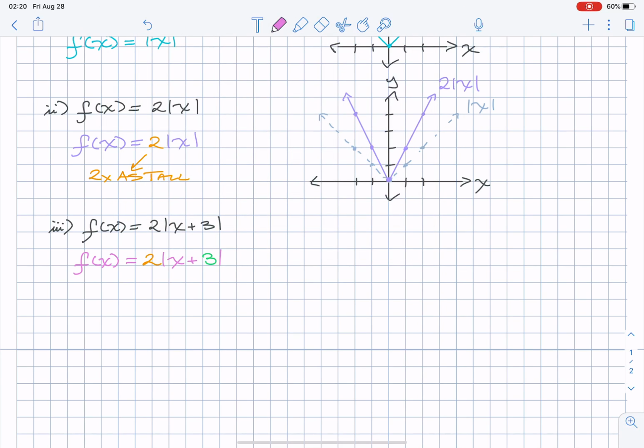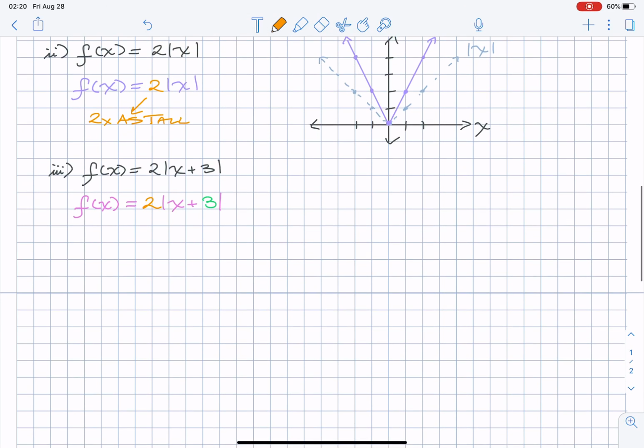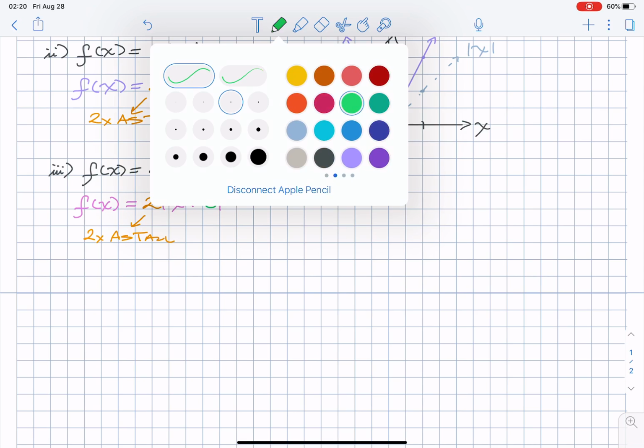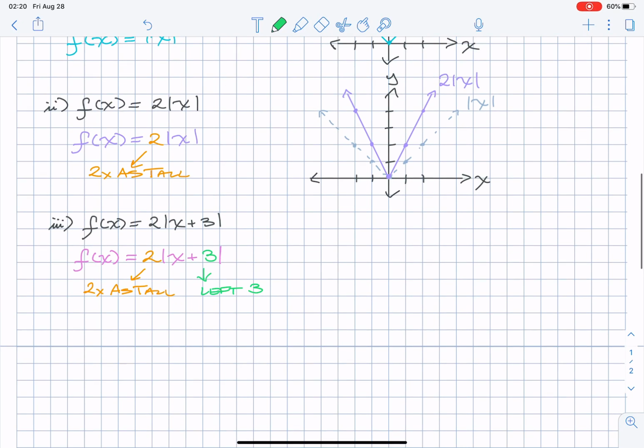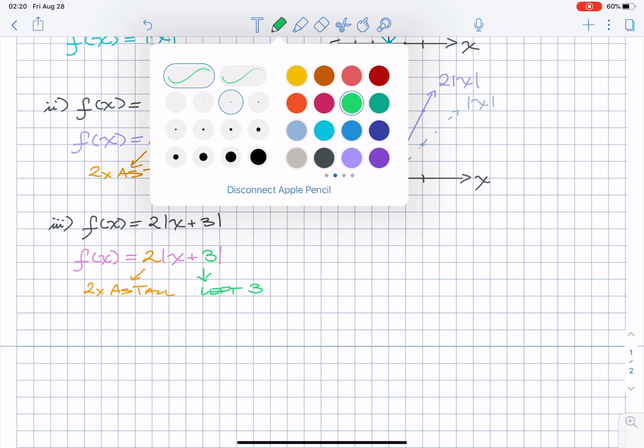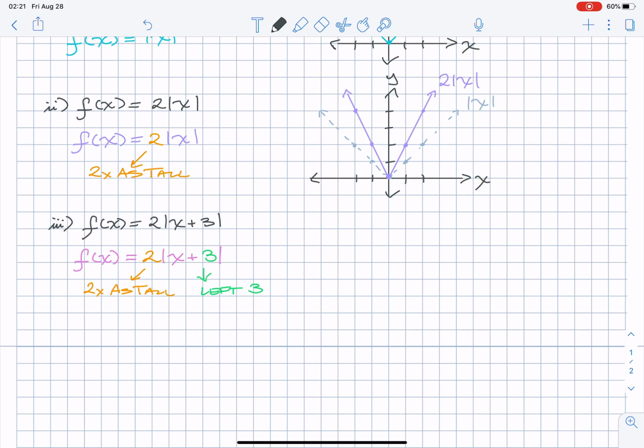Okay, so what does this mean? I know it's twice as tall because of the 2, so 2 times as tall. And the green now, the plus 3 inside the absolute value, means left 3 because it's counterintuitive. But what's interesting is it's 2 times as tall and left 3. But look, the graph I did beforehand is also 2 times as tall.